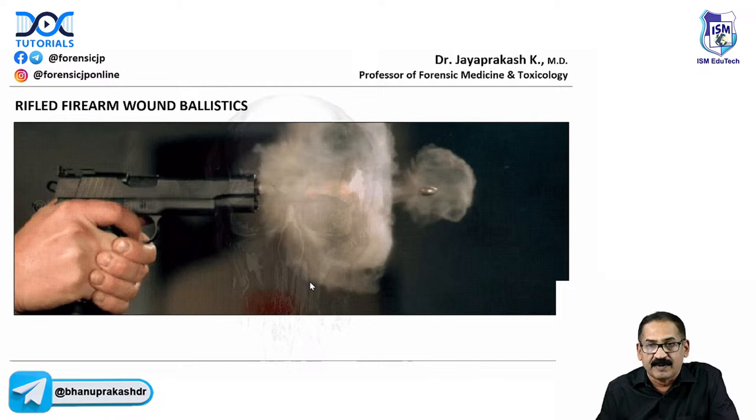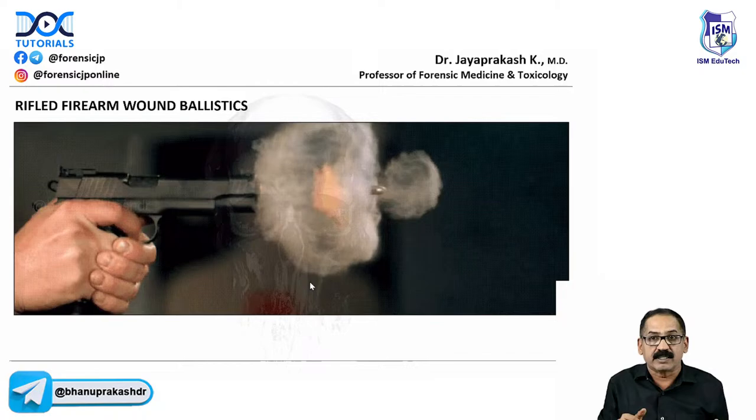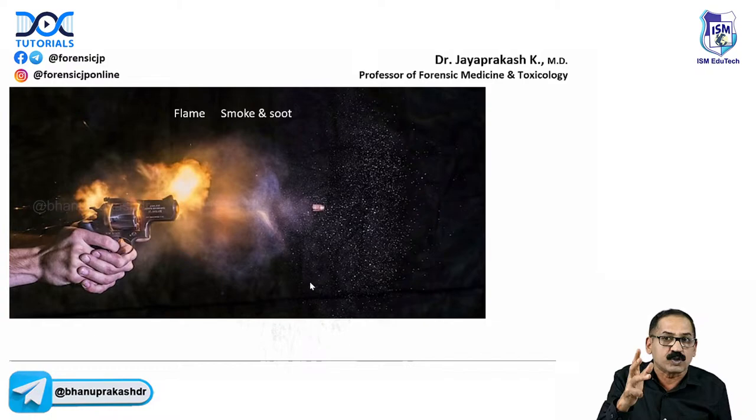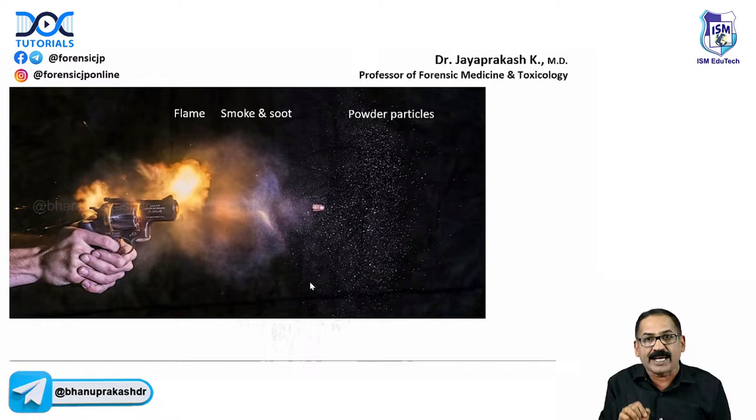Rifle firearm wound ballistics. You can see in this picture, when the firearm is fired, what are the products of firing? You should know. Once the gunpowder is burnt, it gives rise to the flame. At the same time, when the gunpowder is completely burnt, it gives rise to smoke and soot. But some of the gunpowder is not burnt completely. Some is unburnt and some is partially burnt. That gives rise to a condition called tattooing or peppering.